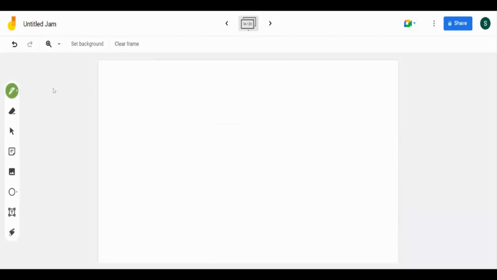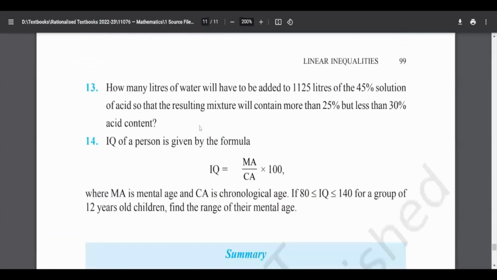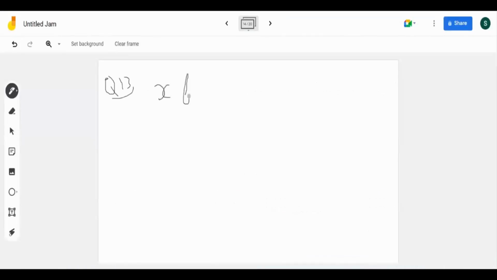So let us move on to the next question, question number 13. Again, one more word problem, kind of similar. How many liters of water do we have to add to 1125 liters of 45% solution of acid, so that the resulting mixture will contain more than 25% but less than 30% of acid content? Again, we have to find the variable first, how many liters of water. So let me take x as the volume of water.